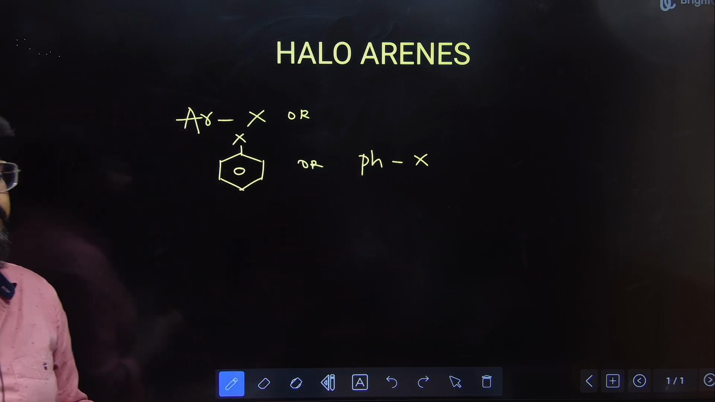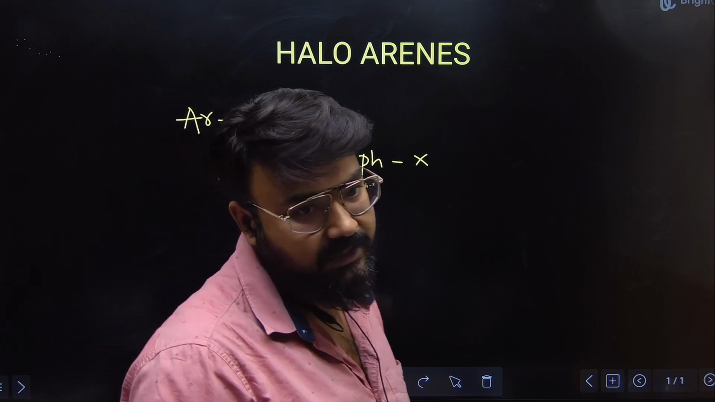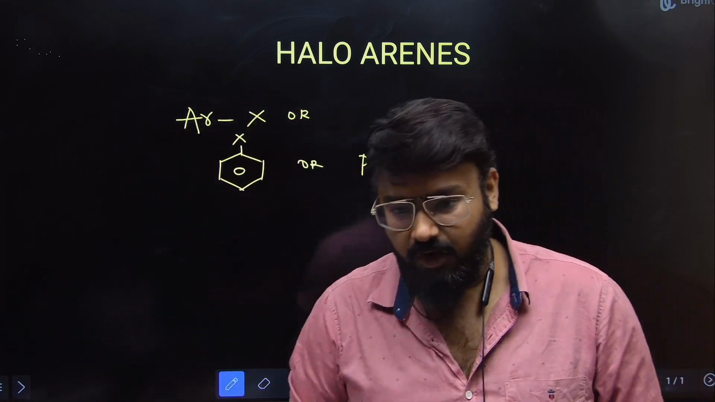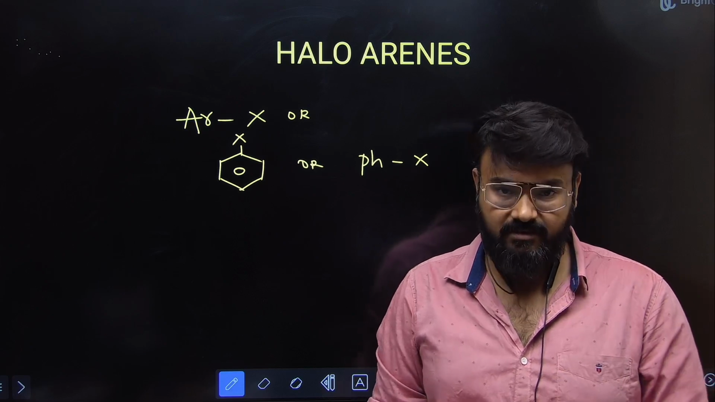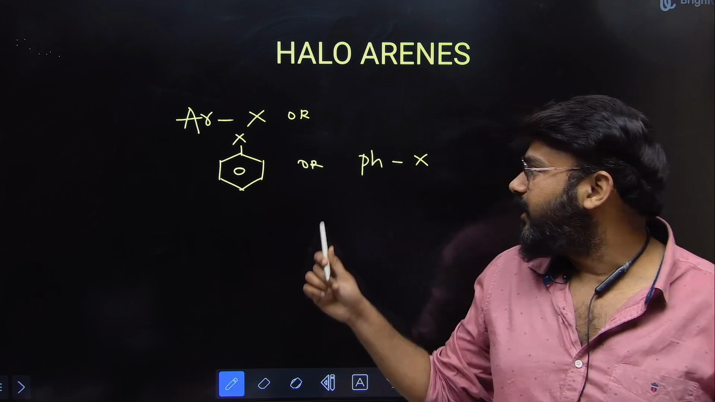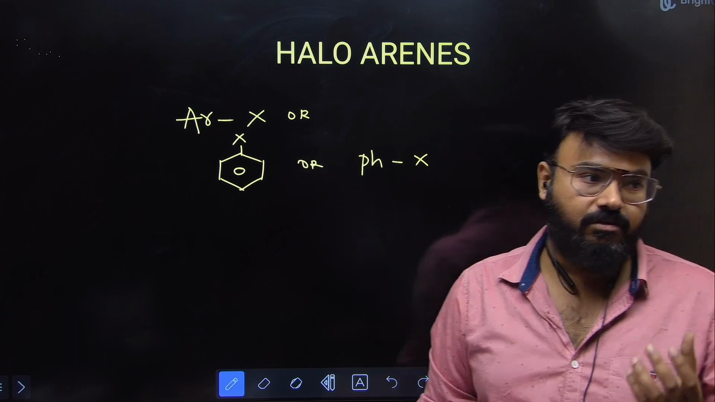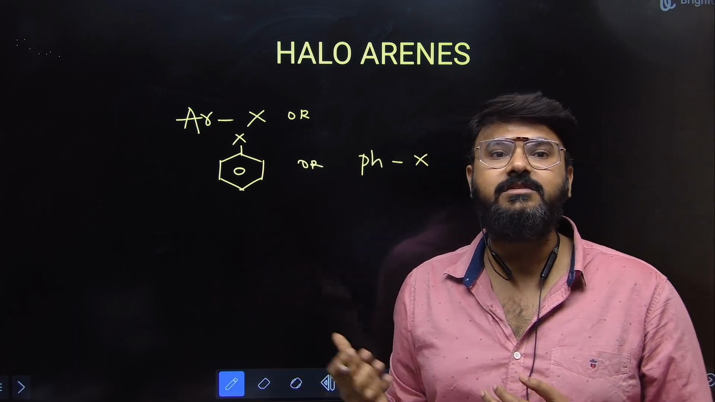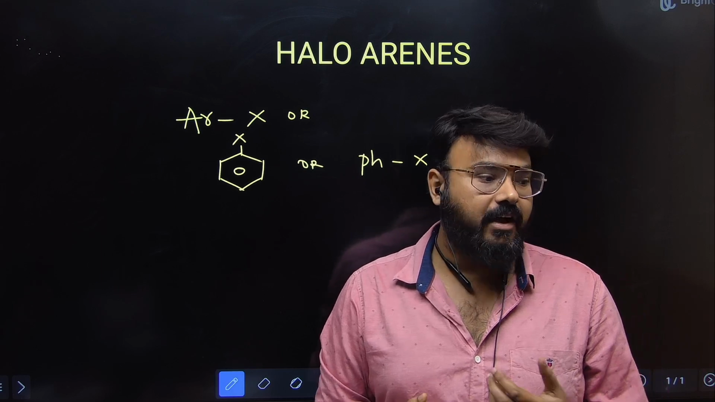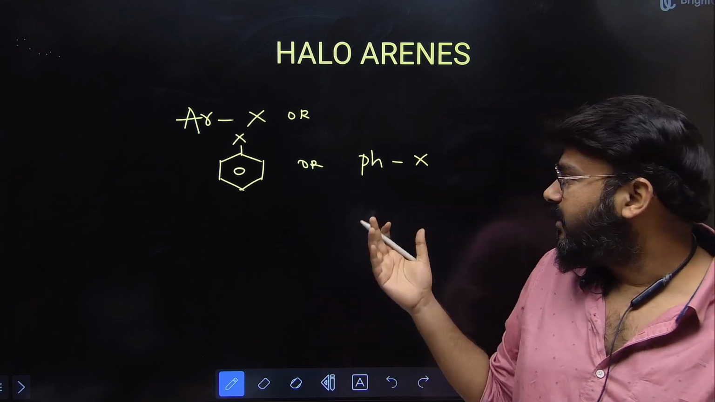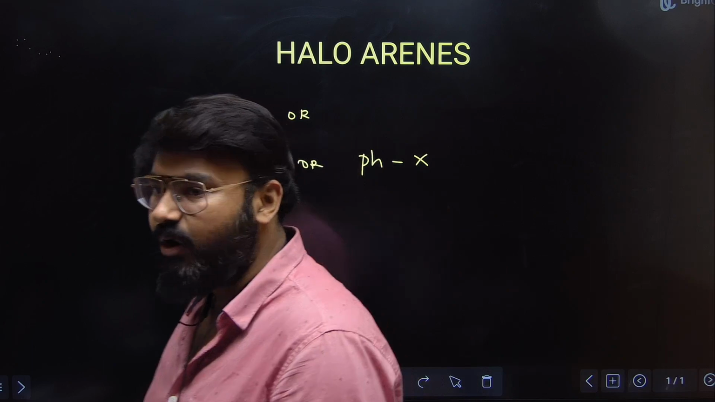This halogen can be chlorine, fluorine, bromine, and iodine. All right. And what does Ar represent? Aromatic, benzene ring. Clear? So if chlorine is attached, we call it chlorobenzene. If bromine is attached to the ring directly, we call it bromobenzene. If iodine, iodobenzene, and if fluorine is there, we call it fluorobenzene.